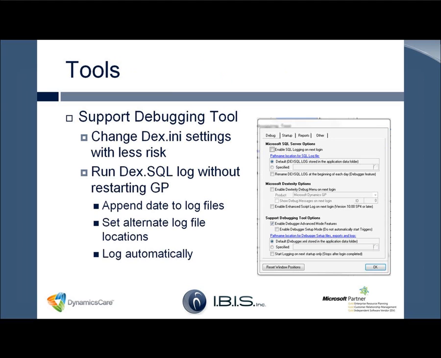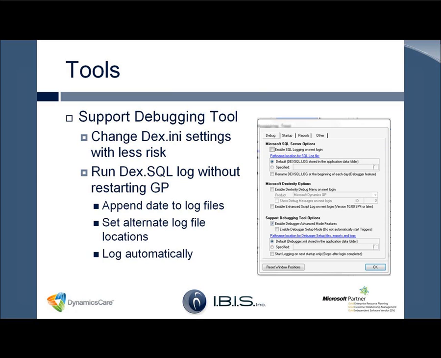All right, so the coolest way to work with the DEX.ini file is with the support debugging tool. This is a free tool from Microsoft. You can only get it through your partner, who would be IBIS in most cases for folks on the phone. We'll be happy to send it to you. The way this tool works is it gets installed in Dynamics GP and lets you work. One of the things you can do is work with a lot of these DEX.ini settings without having to fool around with the DEX.ini file.